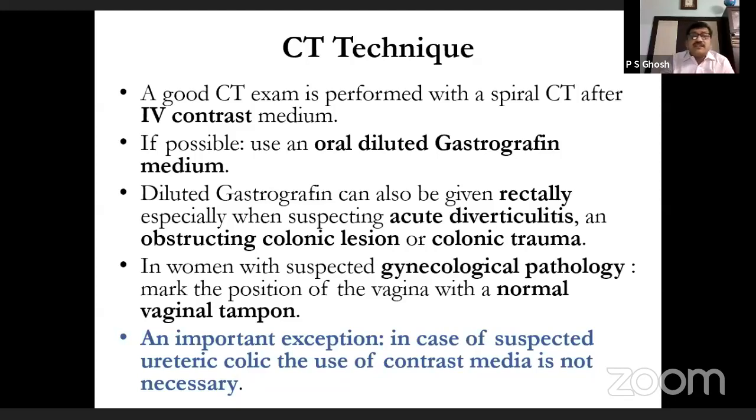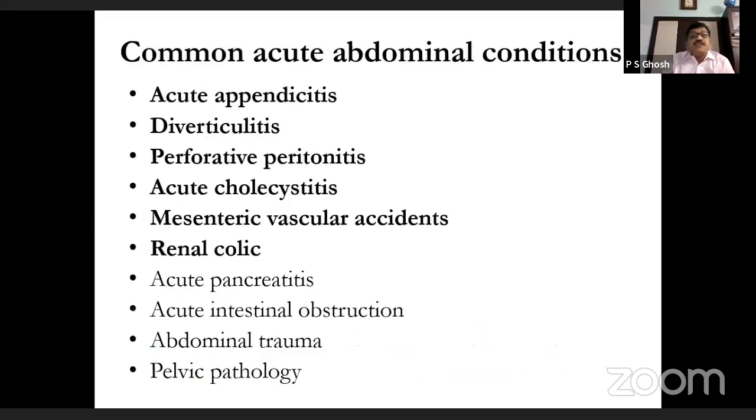Now, as already discussed, in the setting of emergency surgery, IV contrast is almost mandatory, but oral diluted gastrografin or rectally given gastrografin is not always required, though it can be considered. A rectal enema should be considered in the setting of acute diverticulitis, obstructive colonic lesions, or sometimes colonic trauma. If we suspect a gynecological pathology, a vaginal tampon sometimes helps. But the exception is one: if we want to see a ureteric stone or renal calculi, no contrast is required.